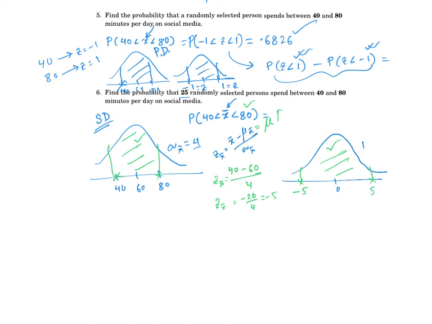So your probability of x between 40 and 80 is the same as the probability of z sub x bar being between negative 5 and positive 5, which is the same as the probability of z sub x bar less than 5 minus the probability of z sub x bar being less than negative 5. Once again, these values are extremely extreme. 5 standard deviations to the right, your table only goes to 3.5 standard deviations, and then 5 standard deviations to the left, your table only goes to 3.5 standard deviations to the left.